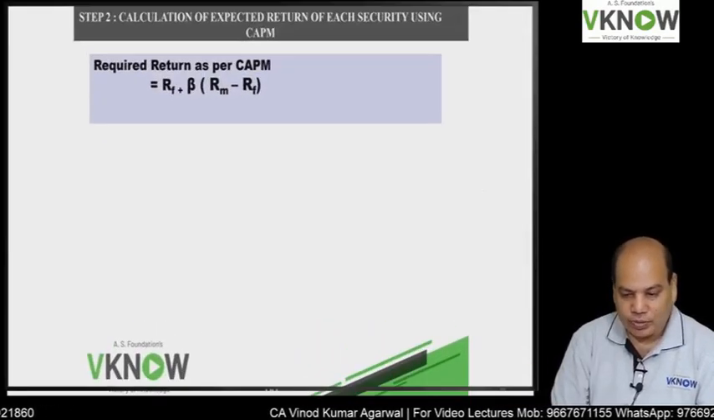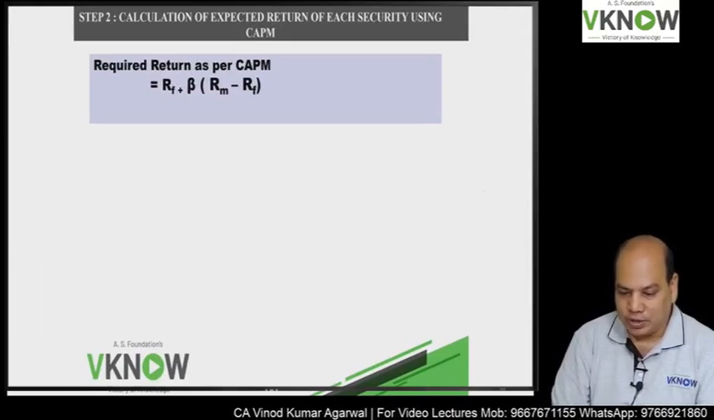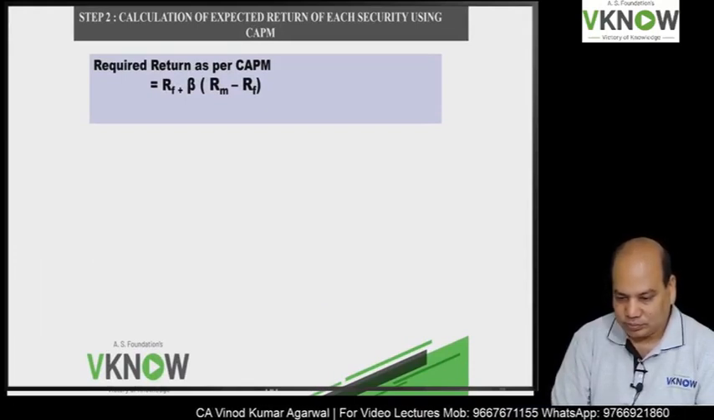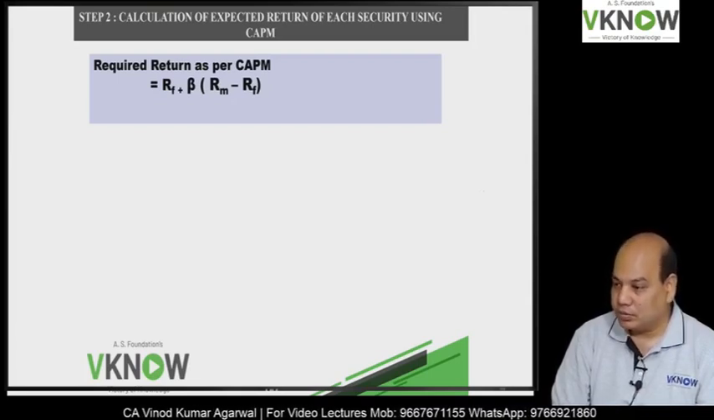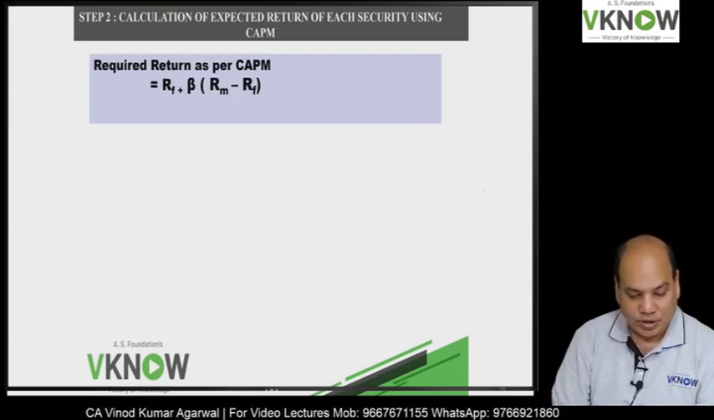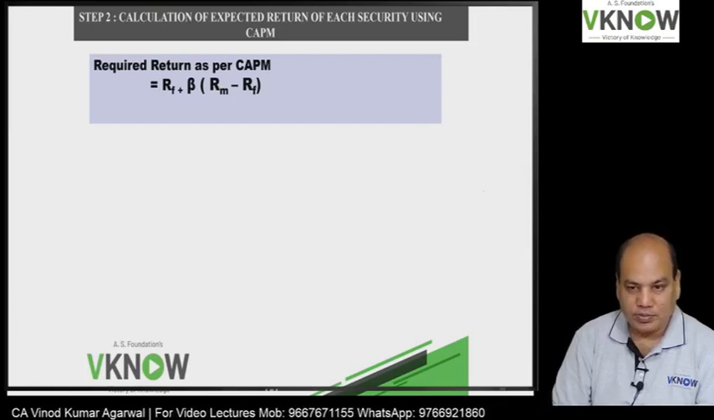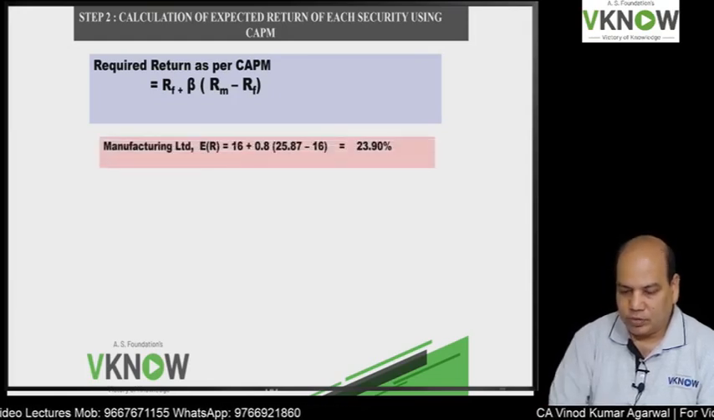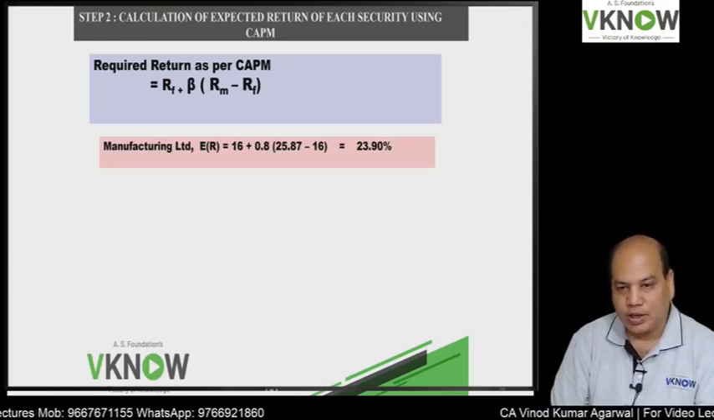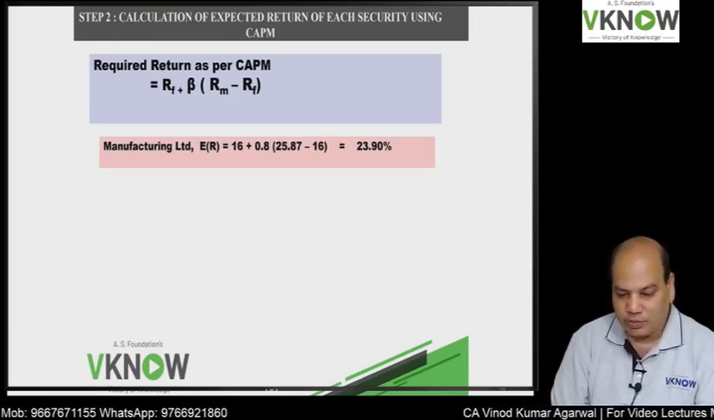Write down please, required rate of return as per CAPM for each security. Write down the formula: RF plus beta into RM minus RF, one by one. First write manufacturing limited.